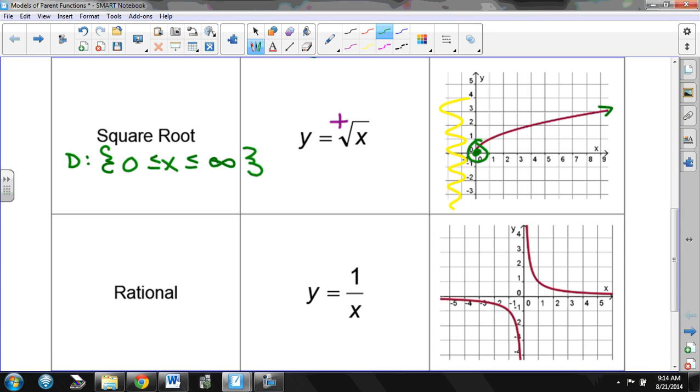What's the range of this square root parent function going to be? What y values are possible? If you look at the graph, what's the lowest you go? The lowest y value we have is y is 0. Everything else is above 0. So the range of our square root parent function is the values y have to be greater than or equal to 0. You can go as high as you want.